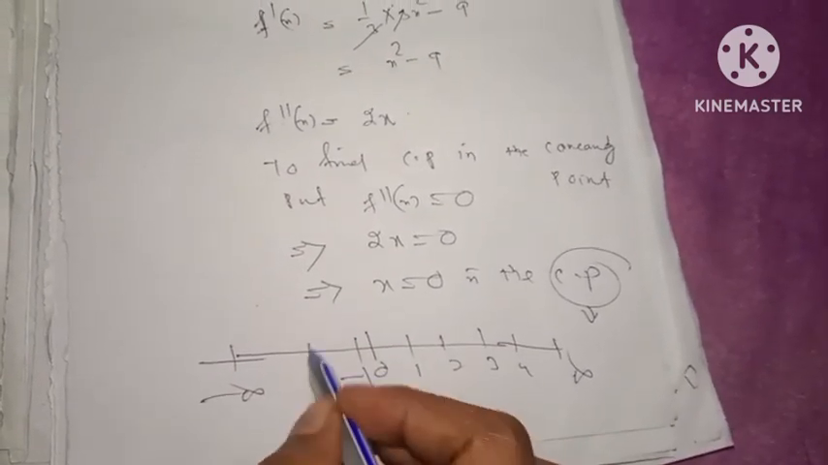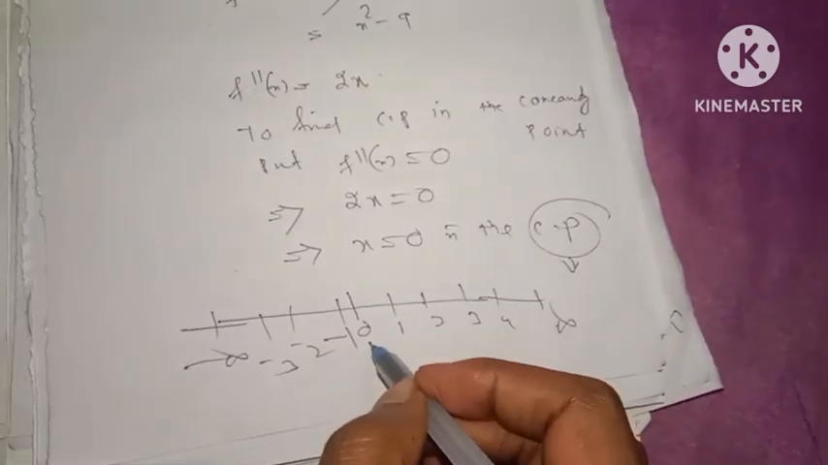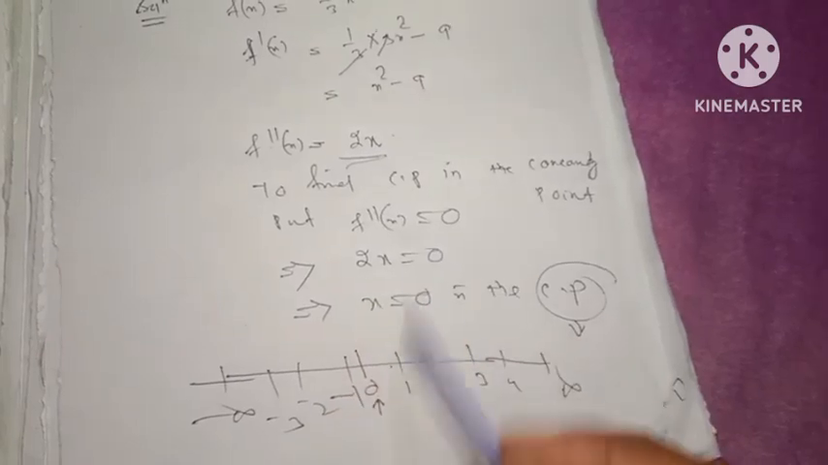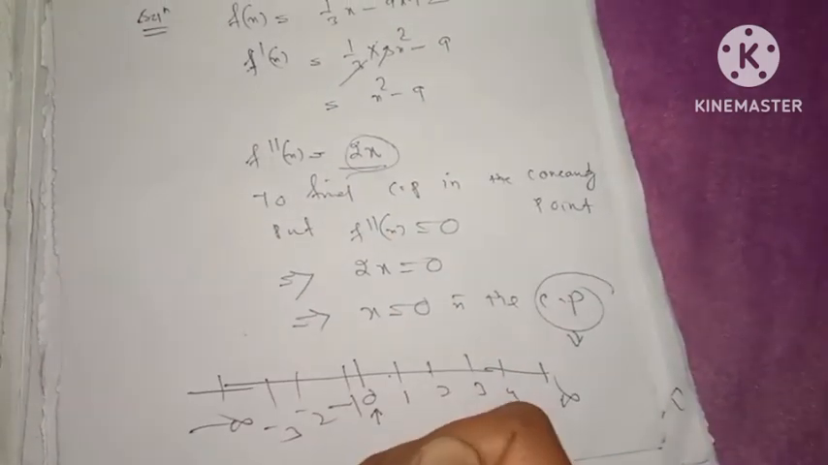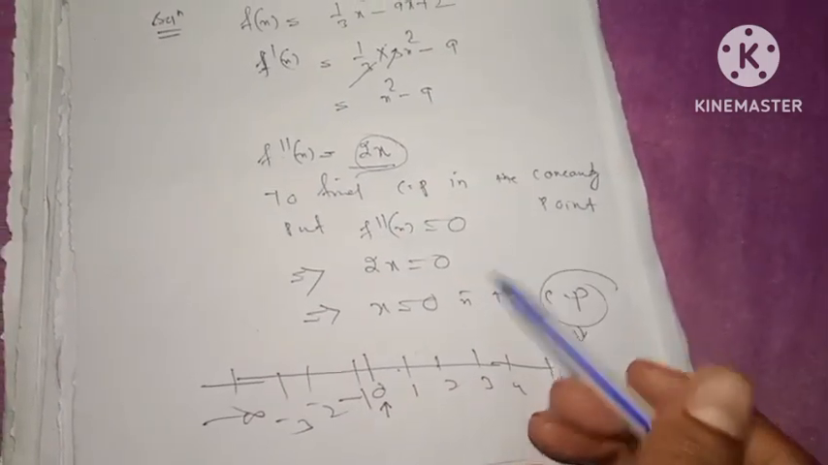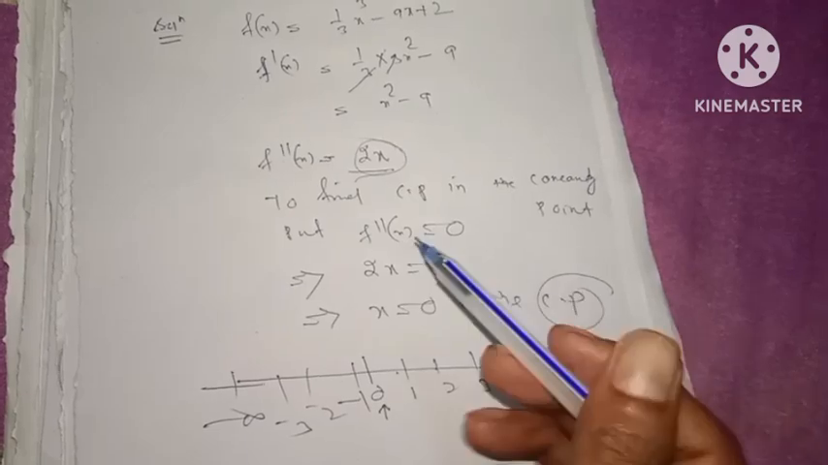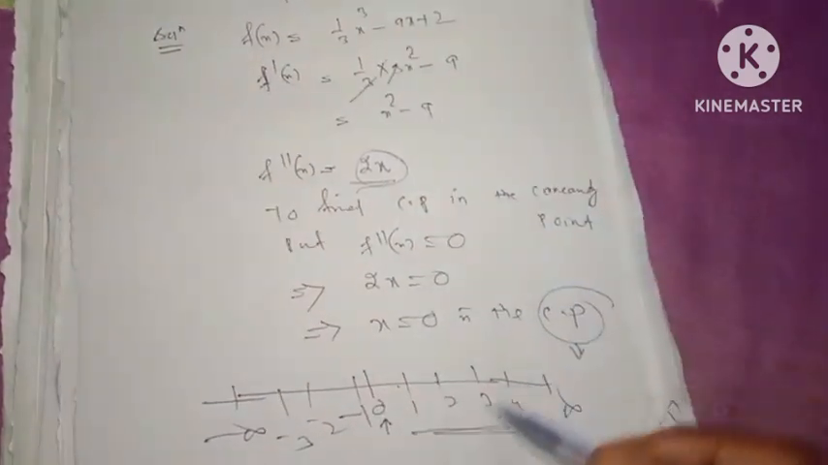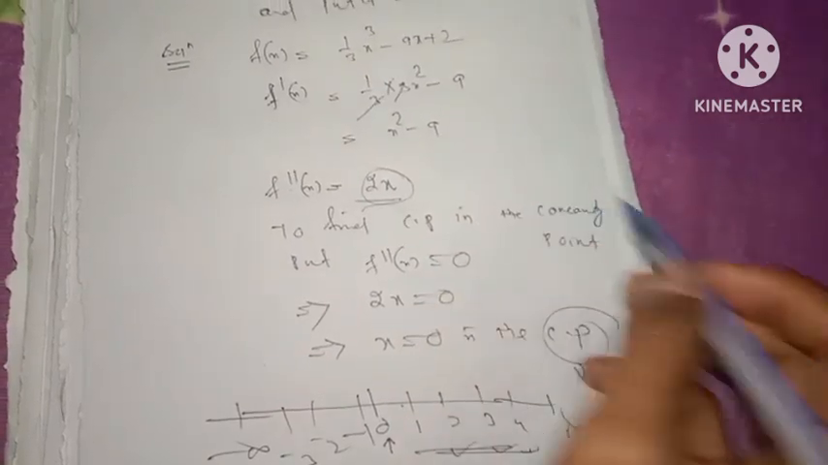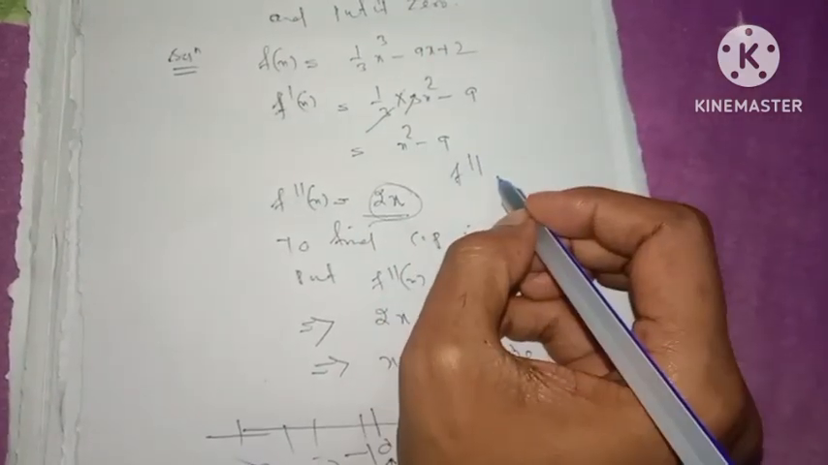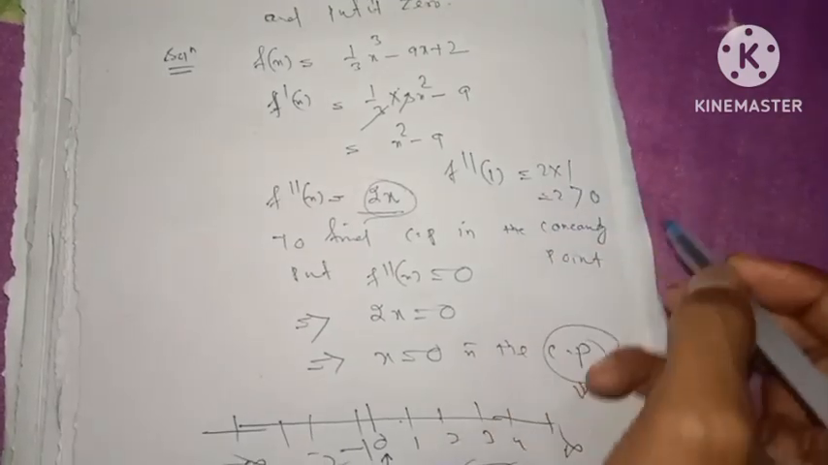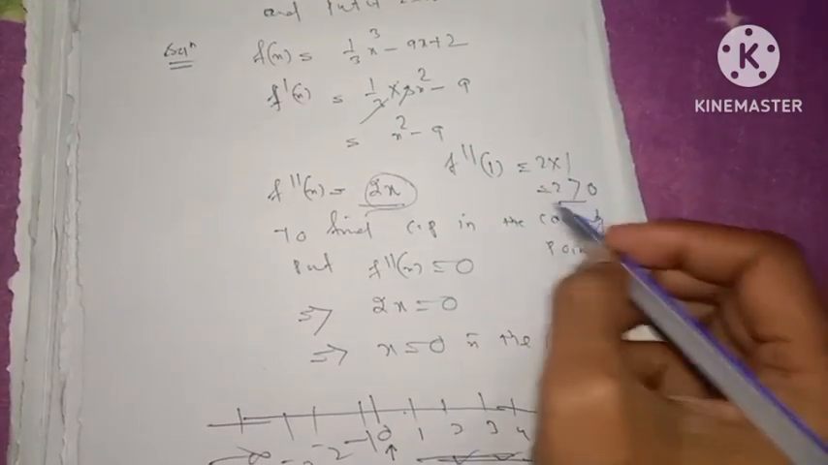This interval contains minus 1, minus 2, and so on. So if you put x equal to 0 in the second derivative, the total becomes 0. The definition of a critical point is that when this function becomes 0, it is a critical point. On the right side, if you put x equal to 1, 2, 3, any number, then f double dash 1 comes 2 into 1, which is 2, and 2 is greater than 0, and for 3, 4, 5 it is always greater than 0.